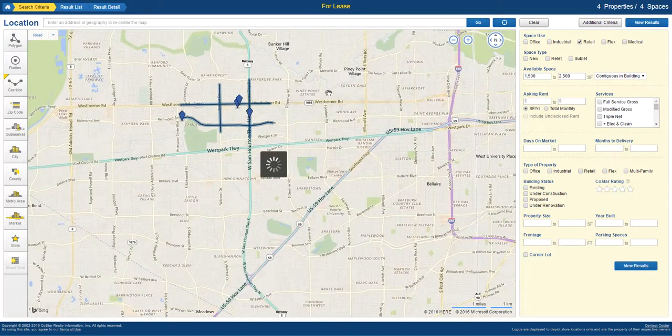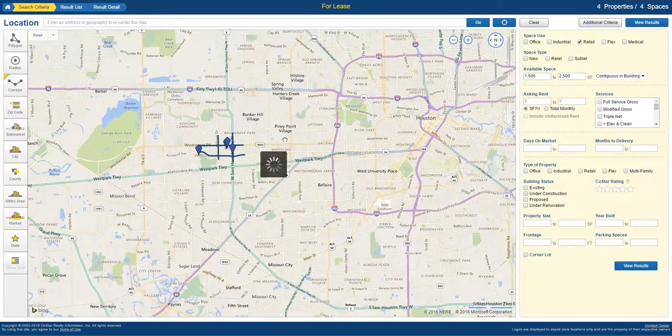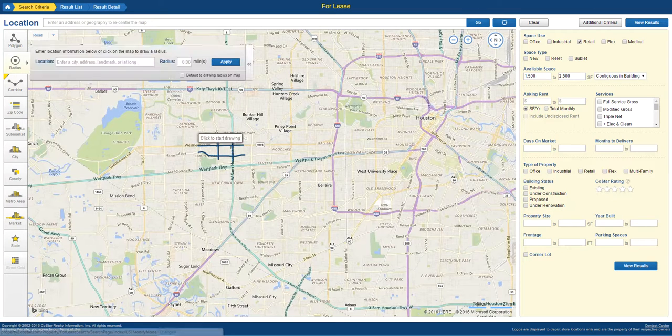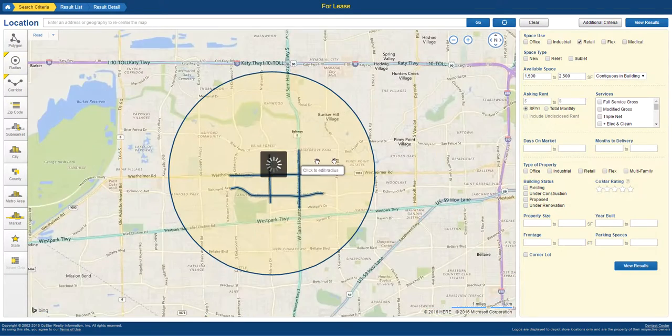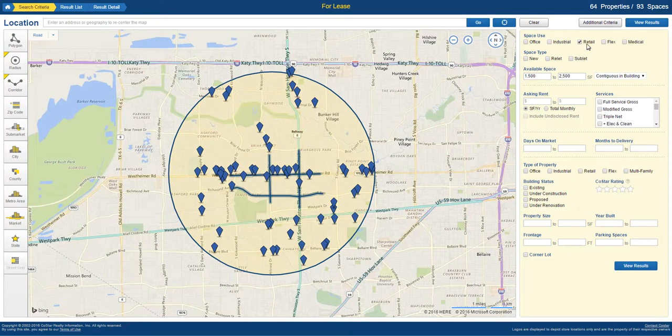Because that's so small, I want to expand this even broader. Okay, so I'm going to take this bigger, and we're going to do a 3-mile radius. Now there's 64 properties that fit. Okay, so let me clean this list. We want existing properties only. We don't want new construction yet. We want to make sure they're retail. Perfect.